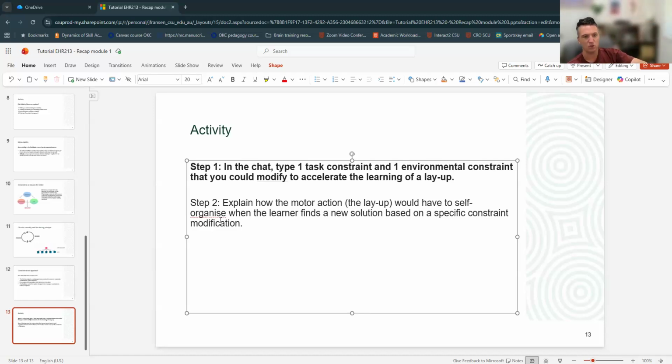So pick any one of those that was typed in the chat and tell me how behavior of the learners would change as a result of implementing that constraint. It can be your own, that's fine too.